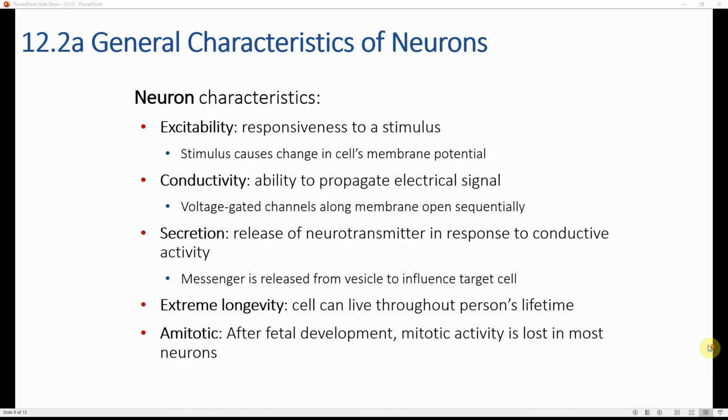Now, neurons are the rock stars of nervous tissue. They're excitable, meaning they'll respond to stimuli. They're conductive, they can pass an electrical signal, and they secrete. They're going to release a neurotransmitter in response to activity that's happening on them. Neurons are typically extremely long-lived. They usually live just as long as the organism does. They are amitotic, meaning that after fetal development, you're not going to get any new ones.